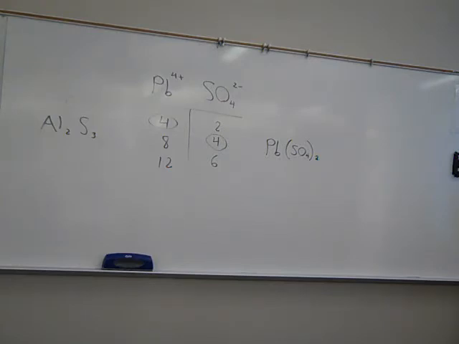Now, writing names for compounds with transition metals is a little bit trickier because you have to figure out what the charge of the transition metal is when you see the formula. The first principle is that the total amount of negative charge is going to be equal to the total amount of positive charge.